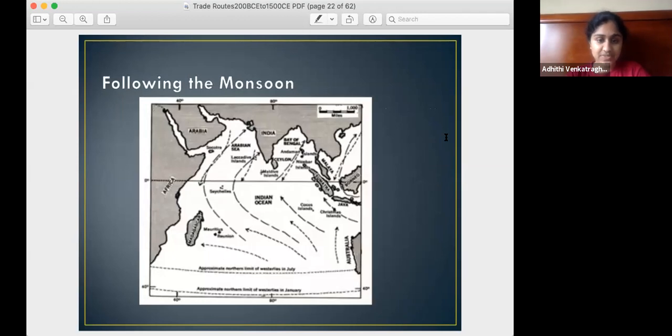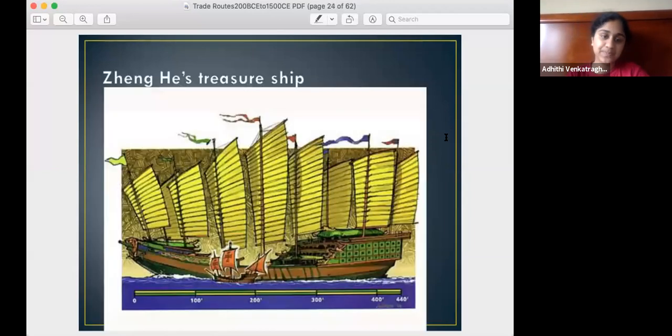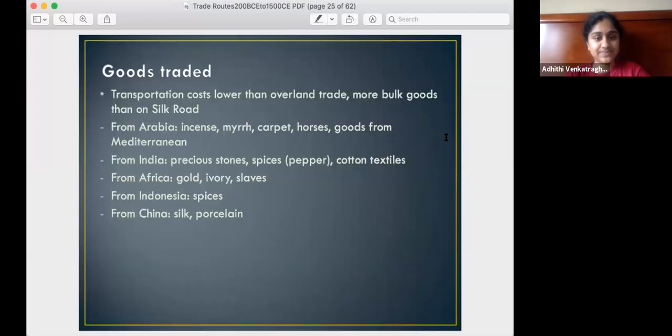This is a picture following the monsoon. This is a dhow. A dhow is a boat, and the lateen sail is this triangle-shaped sail that was supposedly made to make the ships move faster. This is the treasure ship of a Chinese pirate.